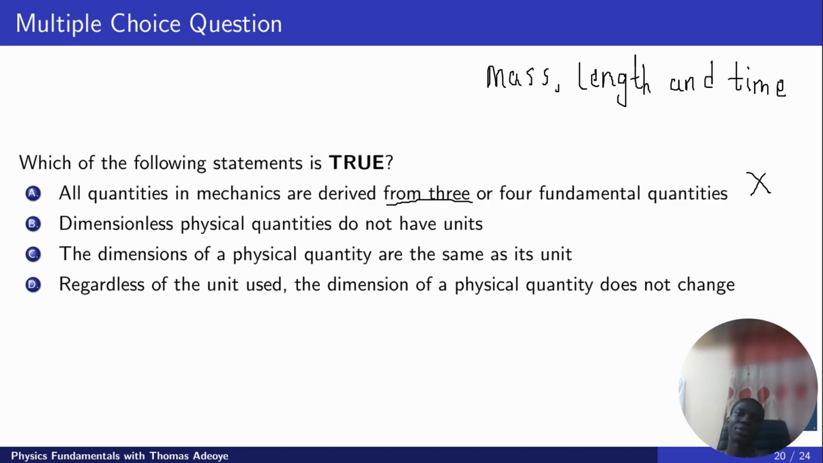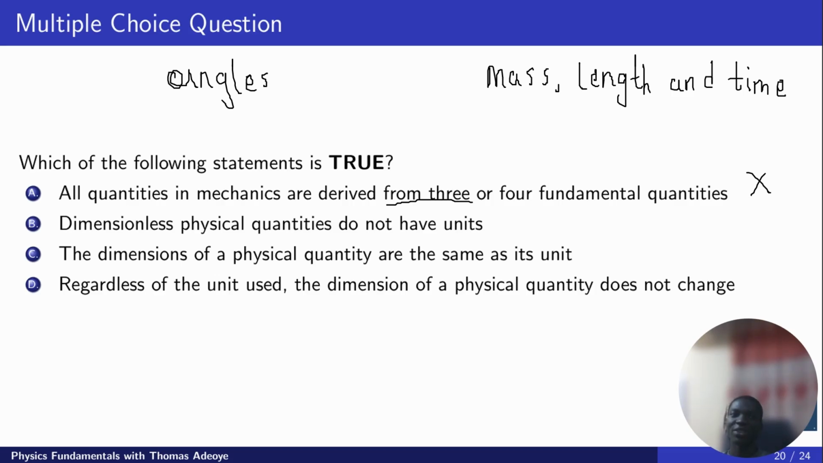Let's think about this. Dimensionless physical quantities, they don't have units. So it means if a physical quantity is dimensionless, then it does not have units. This is not always true. Let me give you an instance: angles. What are the units of angle? Angles are measured in degrees or radians. So angles have units. They have a unit of measurement, yet they are dimensionless.